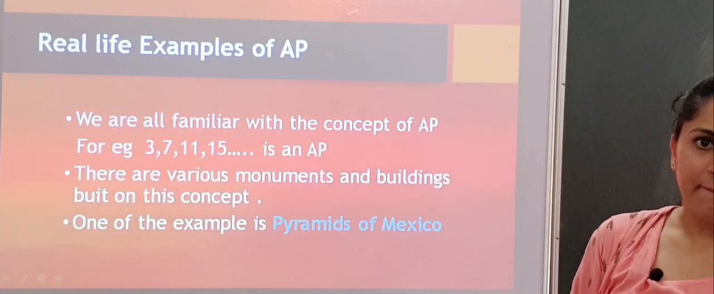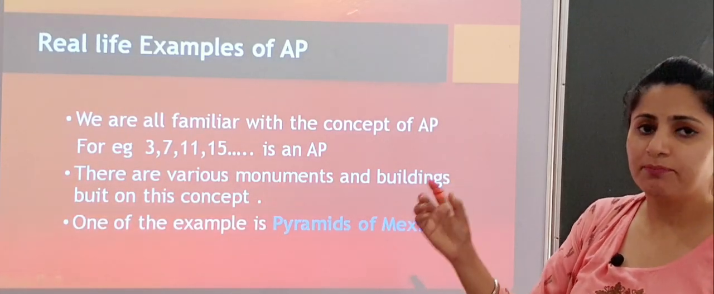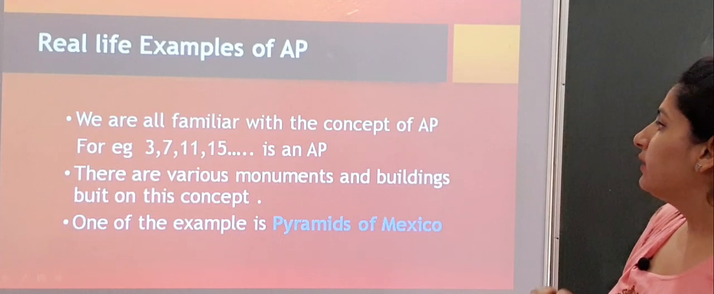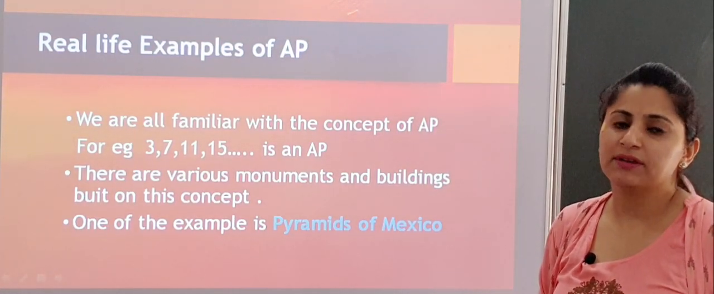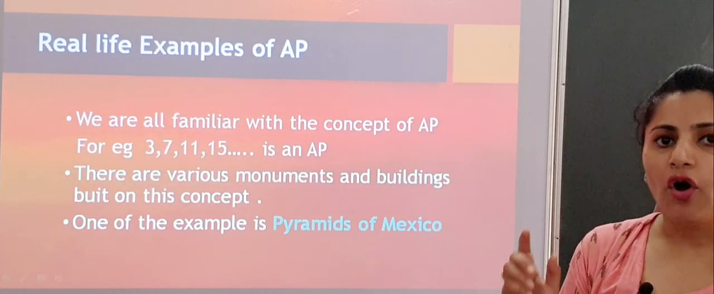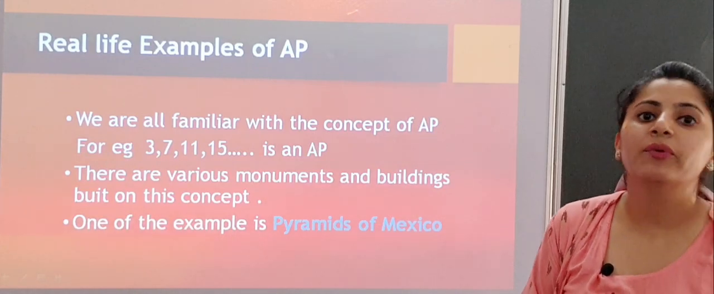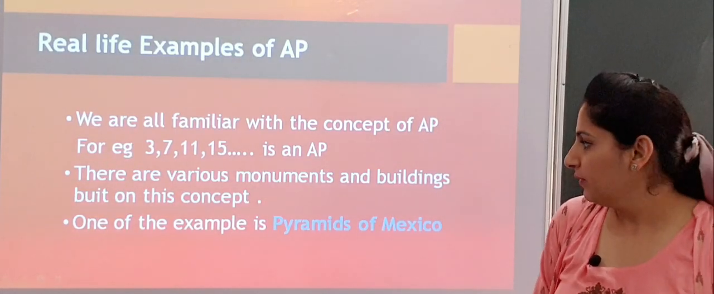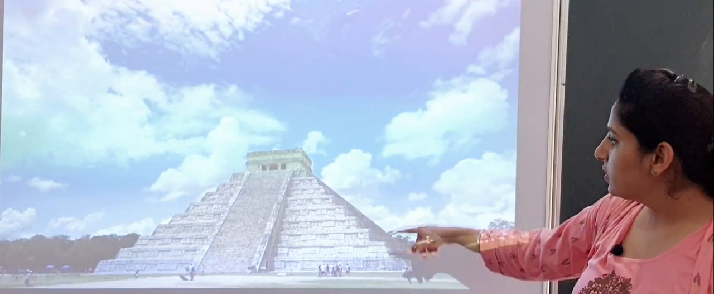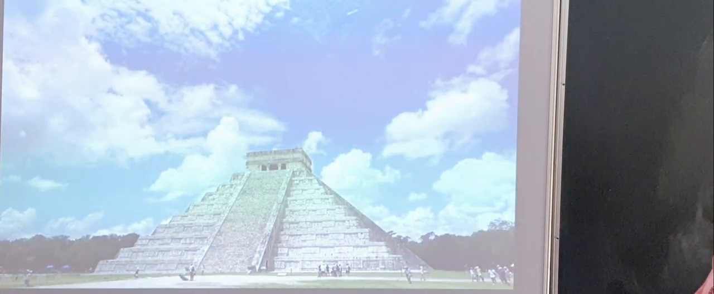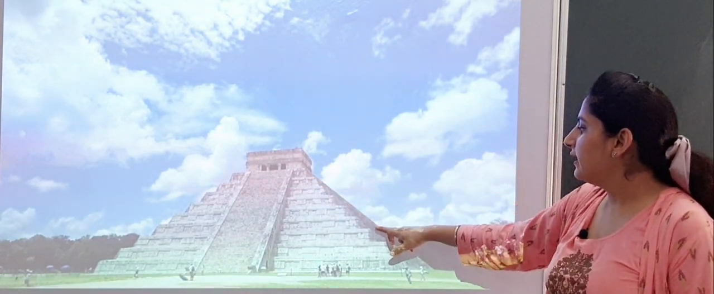We all know what an AP is and what the rule is. Here we have to consider the common difference, the specified rule. Now there are many monuments and buildings which have been built on this concept. Rather, I can say that from those buildings we generated a formula which we now call an AP. One of such buildings is the pyramids of Mexico.